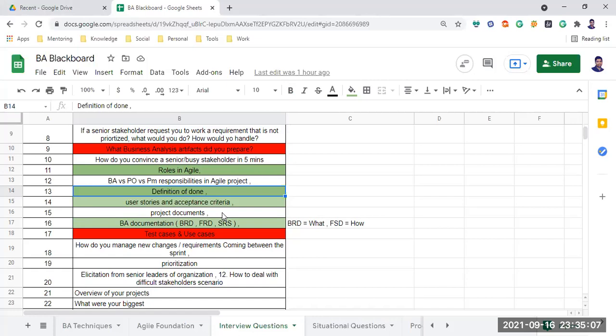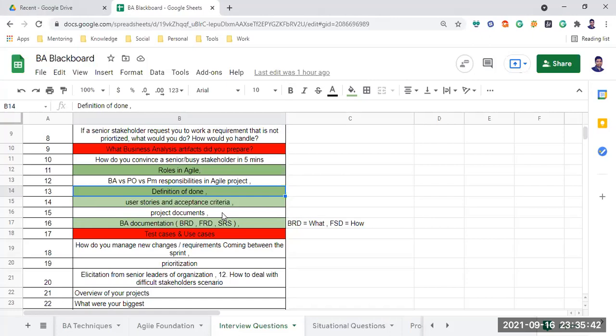So Ravi, definition of done is the agreement within the team. Once the user story has passed acceptance criteria and been signed off by the business user, then we can consider it done. Yeah. Okay, so the important keyword that you should use is that it is a working agreement. And who creates this working agreement? The Scrum team creates the working agreement.